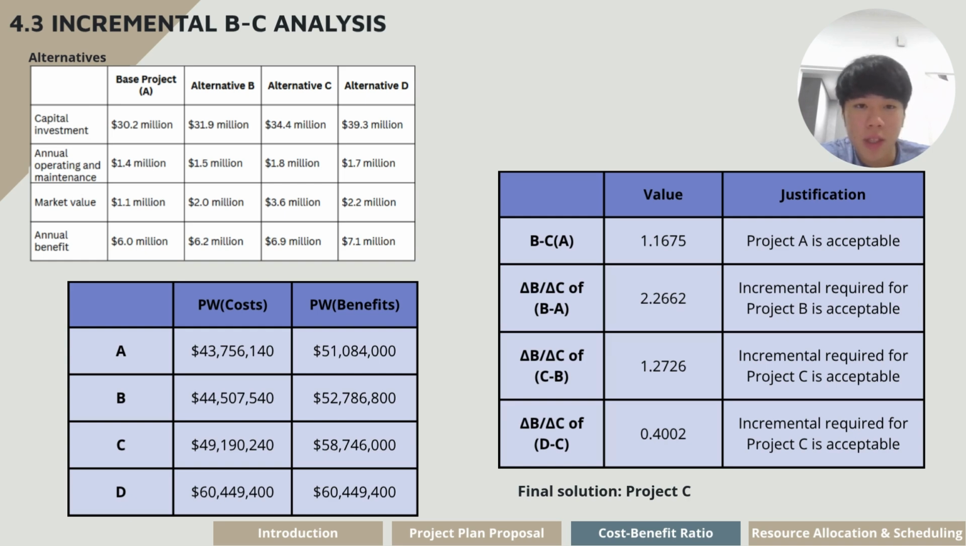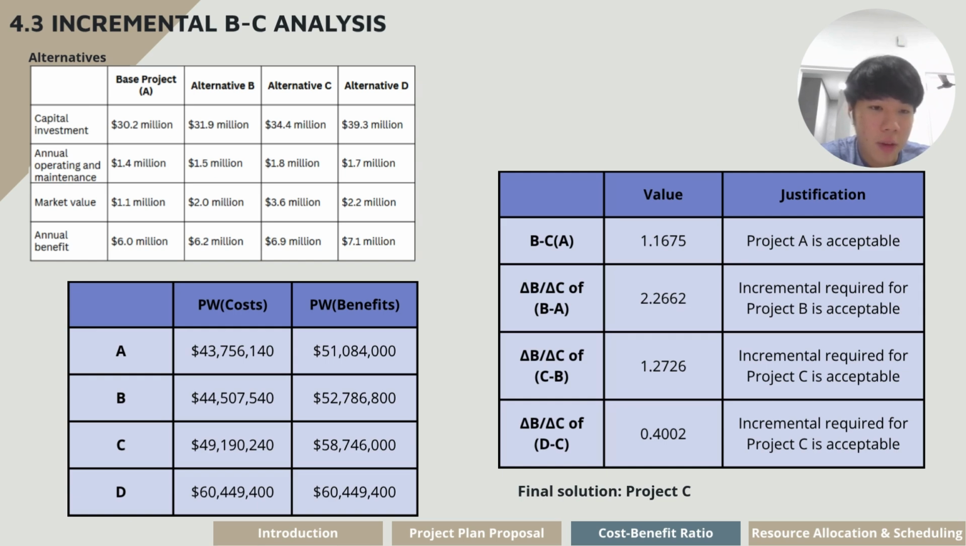And the method that we use is incremental B to C analysis. Here we have stated four different alternatives, with the estimated monetary saving or cost in the tables on the top left. Through applying conventional B to C ratios with present worth for our incremental analysis calculations, we have the present worth cost and present worth benefits for the four alternatives stated in the tables on the bottom left. And yes, the result is on the right.